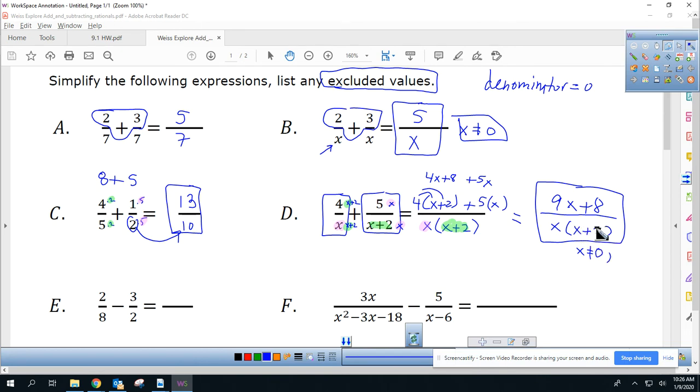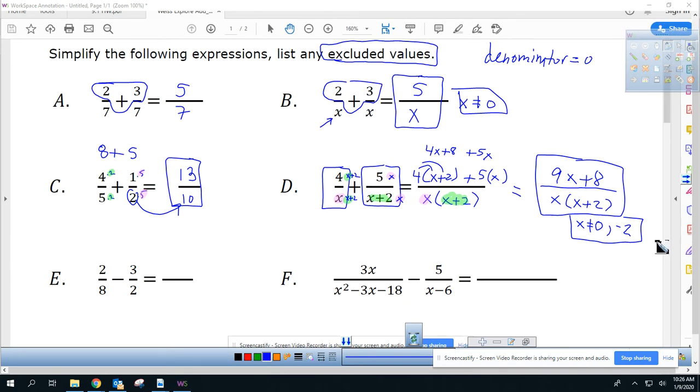I also have a factor right here. And if x plus 2 is my factor, then when x is negative 2, negative 2 plus 2 makes 0. And now I have to throw that out also, because that is when the denominator would also be 0. And remember, we can't divide by 0. So this is my solution. These are my excluded values for x. Hopefully this is making sense. Pause this video at any time. All right, let's try the next one.